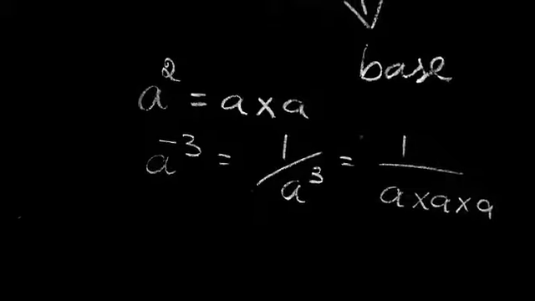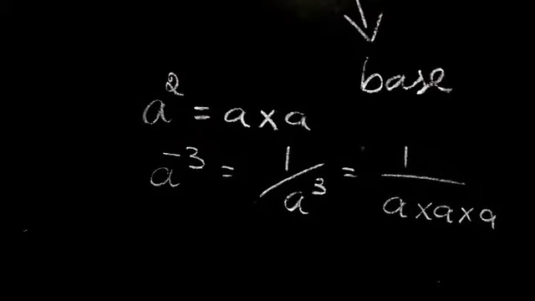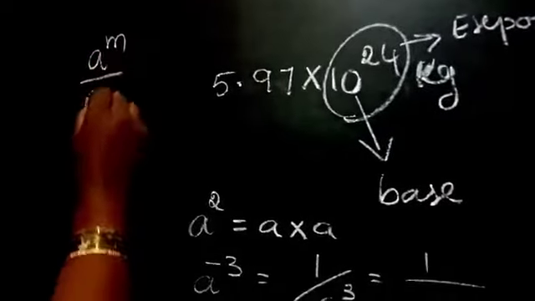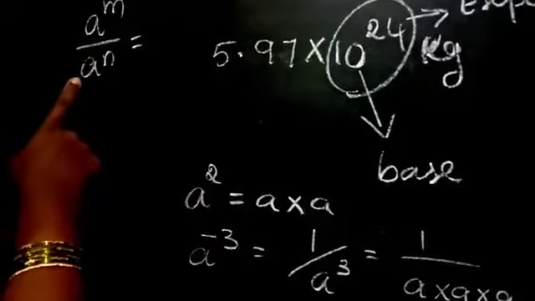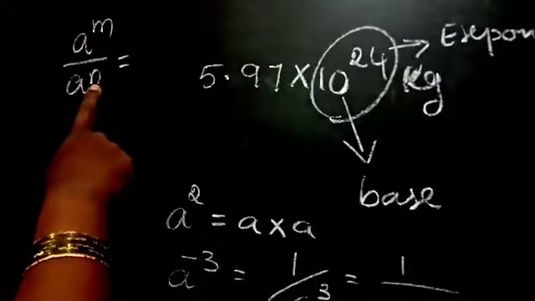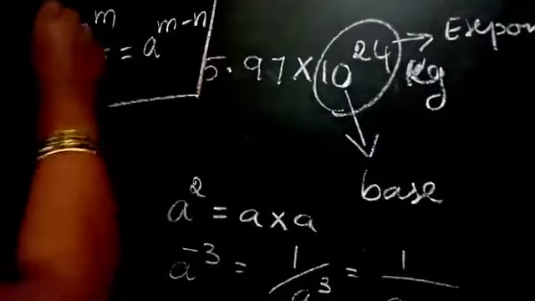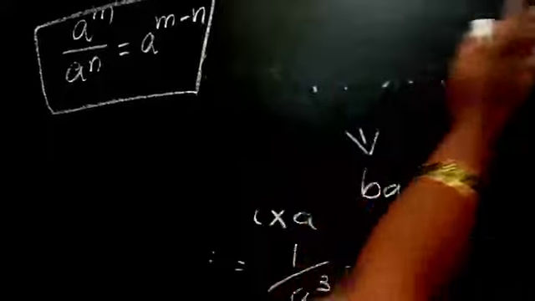Now we have the rules of exponents. Suppose we have a to the power of m divided by a to the power of n. We have the same base, with exponents m and n. So a to the power of m minus n is the first rule. The second rule is a to the power of m, the whole to the power n, is equal to a to the power of m into n. We have to multiply the powers together.